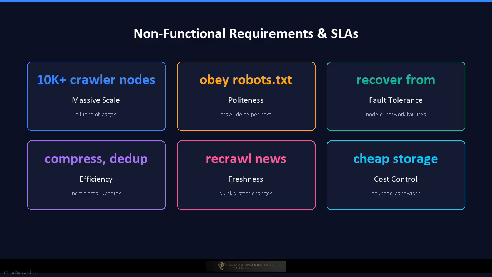It must be efficient, minimizing bandwidth, storage, and compute through compression, incremental updates, and deduplication. Latency matters for the freshest content, especially news and social sites. The system must be consistent enough that indexed content reflects reality, though some eventual consistency is acceptable. And it must be cost-effective because crawling the entire web is an expensive operation.